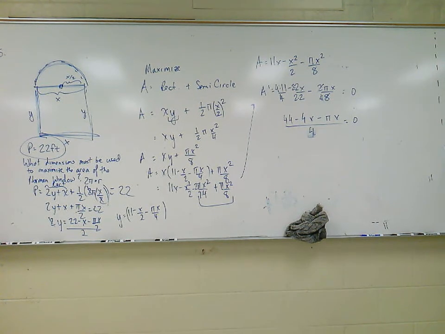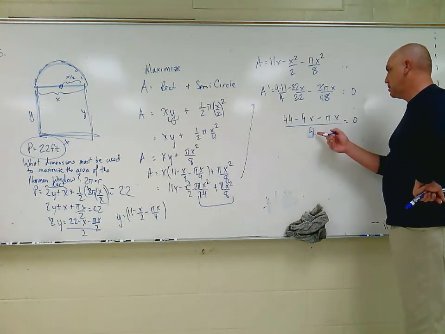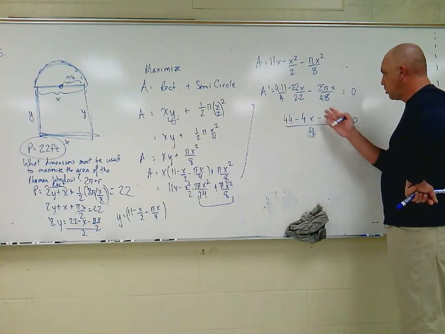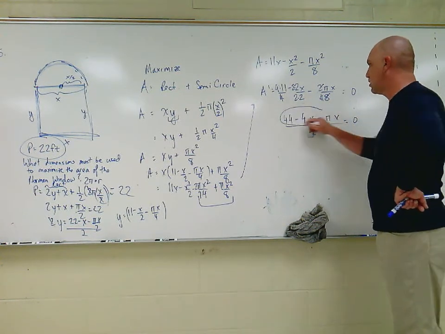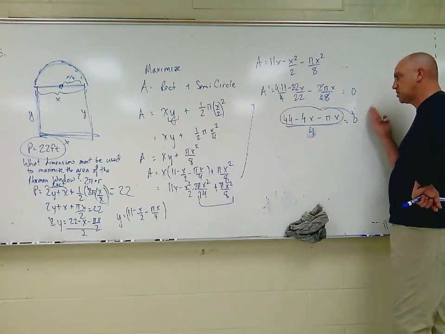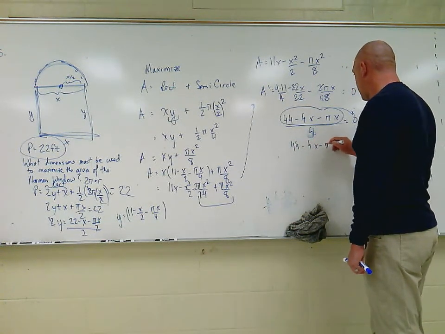All right. Now, how's the only way that fraction can be 0? What part of the fraction has to be 0? The top, the numerator. The denominator cannot be 0. And even if the denominator is 0, it's not 0, it's undefined. So the only way that I can solve this is if I see what makes the top equal to 0. So the 4 is insignificant here. I could just multiply both sides by 4 and it's gone. So now 44 minus 4x minus pi x is 0.